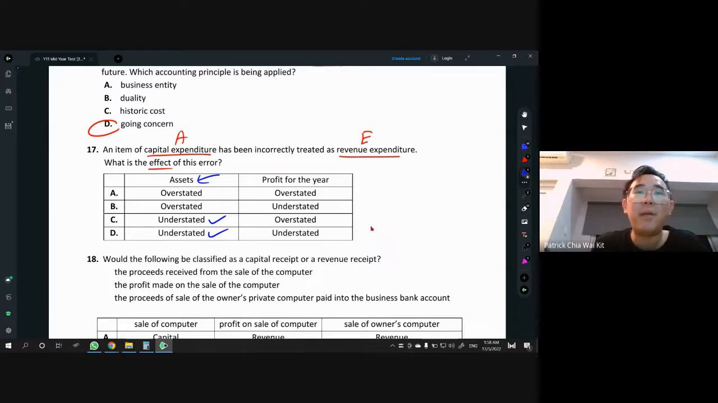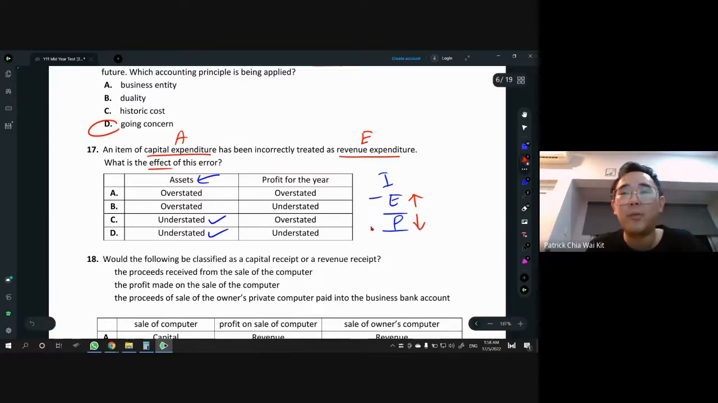All right, then what about the profit? To calculate profit, I minus E, you get profit. As you can see, the asset is now recorded in the expenses, which is not supposed to happen. So your expenses will be too much, overstated. When your expenses are overstated, your profit goes the other way around. It will also be understated because I minus E, so it will go down. So in this case, both are understated. Easy peasy.